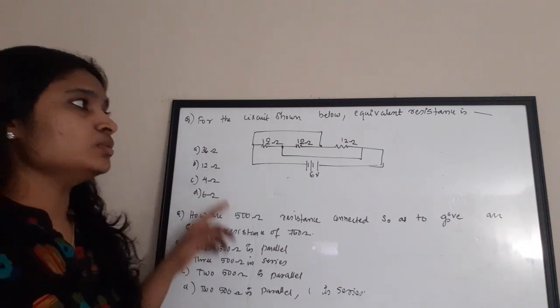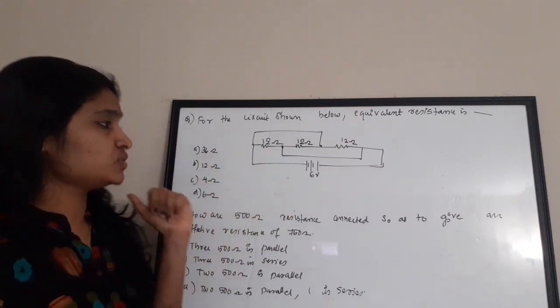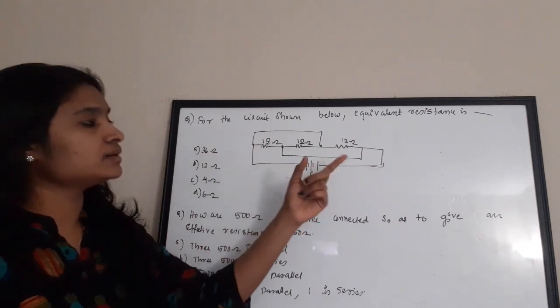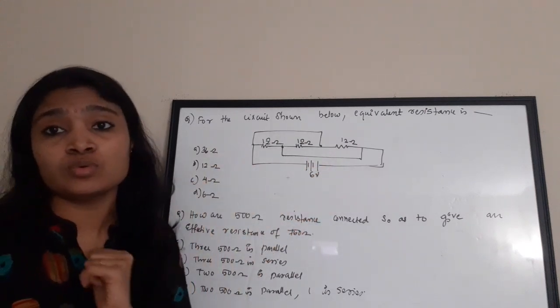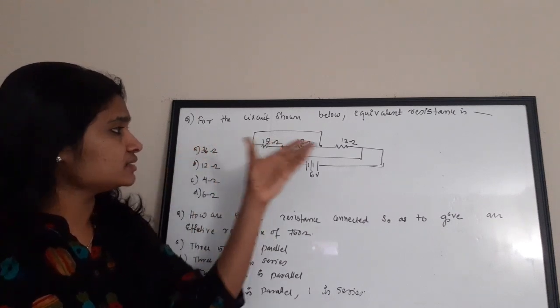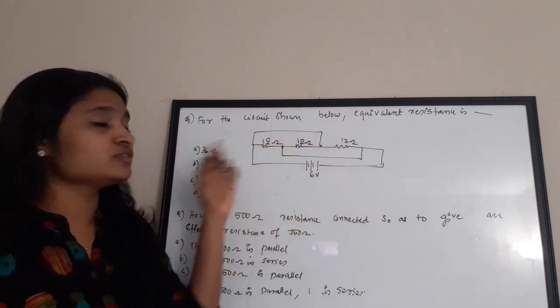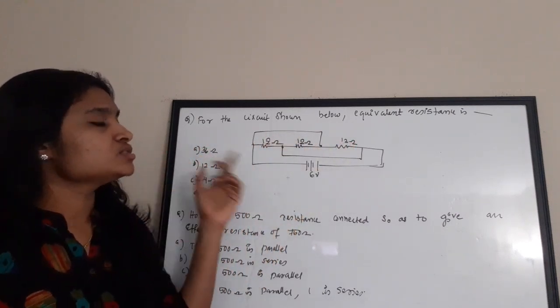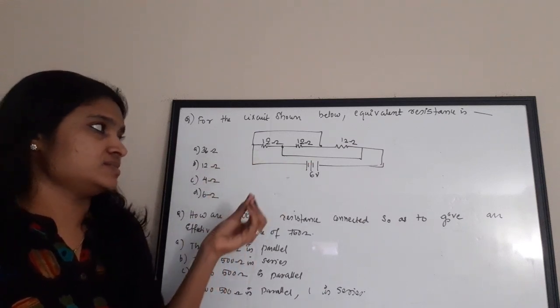Okay. The next question that we are going to discuss today is this. For the circuit shown below, the equivalent resistance is dash. Okay, so this is a circuit having three 12 ohm resistors, right? How will be the connection? This looks like that of a series connection, right? So what is actually the equivalent resistance?